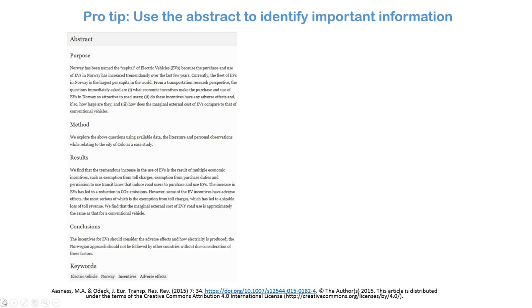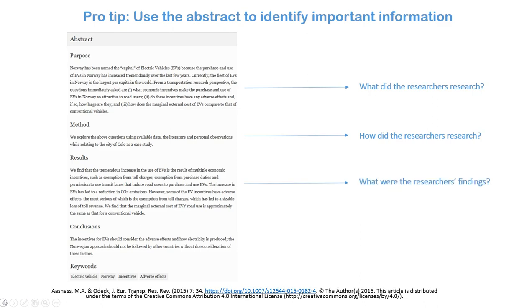So how can we use the abstract to identify important information? Well, if you read the purpose, if you identify that, then that helps you identify the answer to the question, what did the researchers research? If you read the method, of course, that refers to how did the researchers research, and the results, what were the researchers' findings, and the conclusions, of course, will tell you what conclusions the researchers drew from their research.